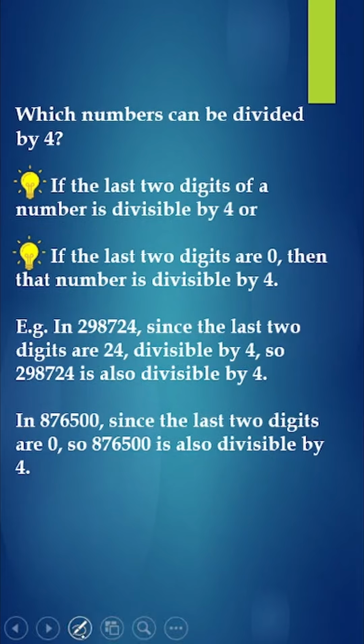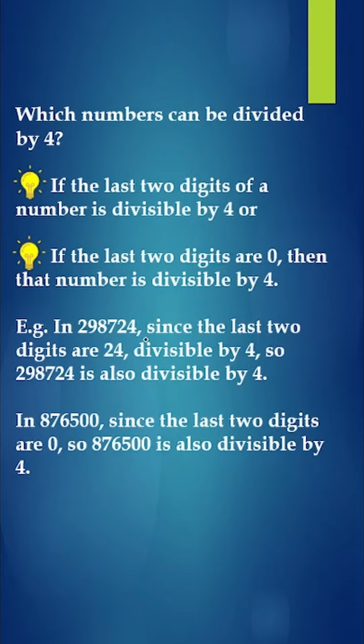Now, which numbers are divisible by 4? For any number to be divisible by 4, what do we see? We just check the last two digits. If the last two digits of a number are divisible by 4 or the last two digits are 0, in that case, the number is divisible by 4.